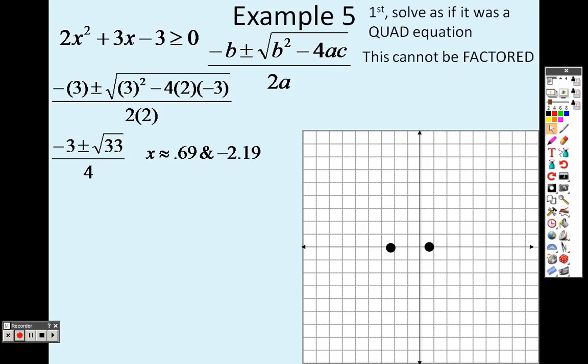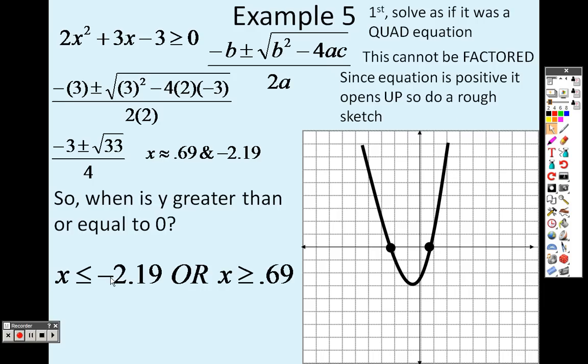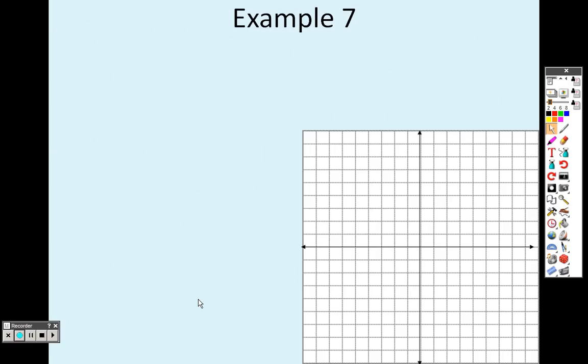The point is that since the equation is positive, a rough sketch of it looks like that. It's a positive parabola, but I'm looking for everything that's greater than 0, meaning this line right here, from here and on, is greater than 0. From here on is greater than 0. So that's when it's greater than 0. When the number is less than -2.19 and when it's greater than 0.69, that's when the answer is greater than or equal to 0.